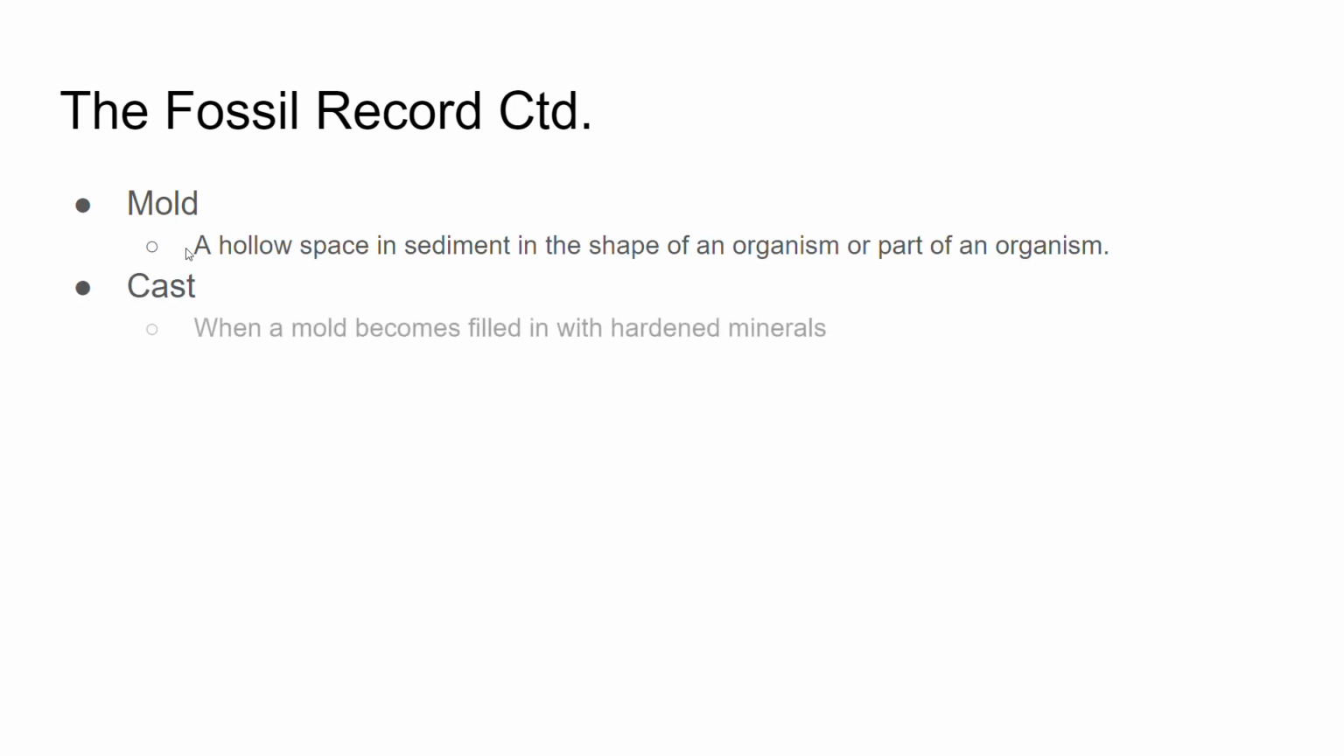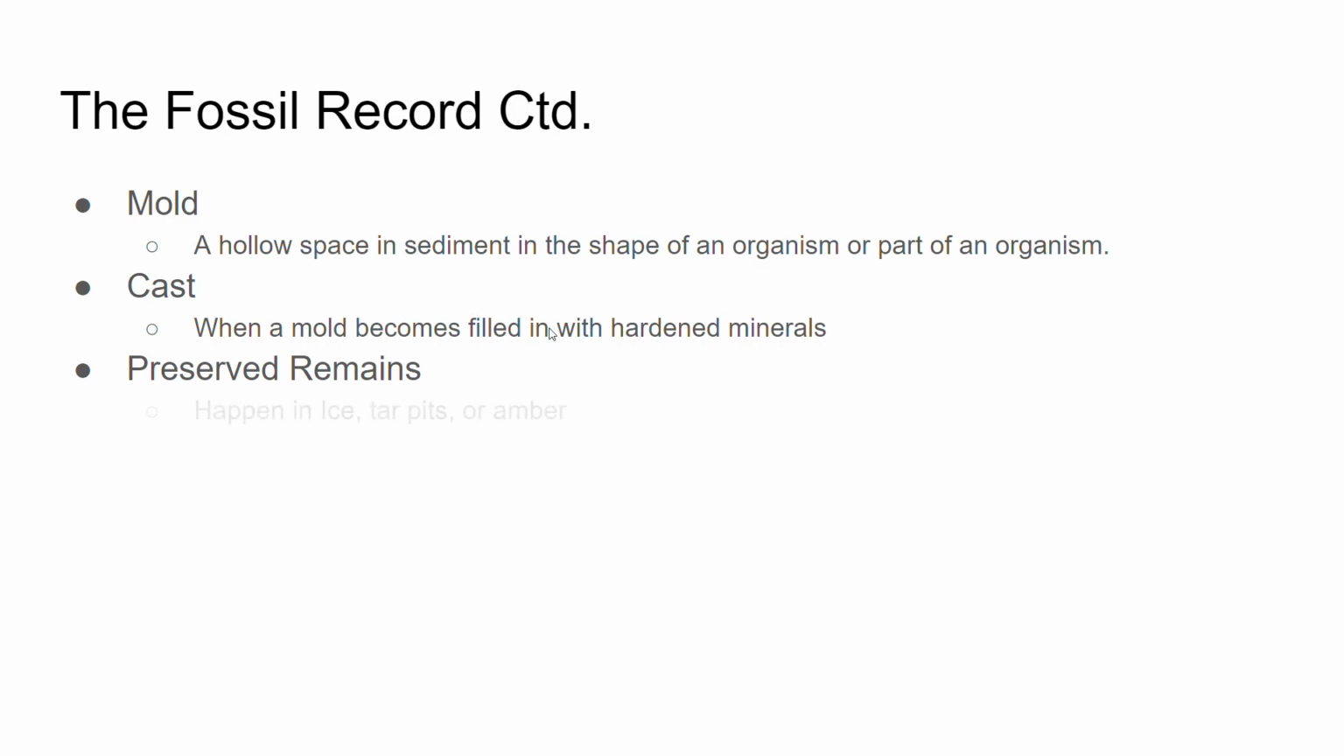So mold versus cast. A mold is the hollow space in a sediment in the shape of the organism or part of an organism, while the cast is when a mold becomes filled in with hardened minerals. So mold versus cast. Again, these are terms you should know that you should kind of be remembering from last year.